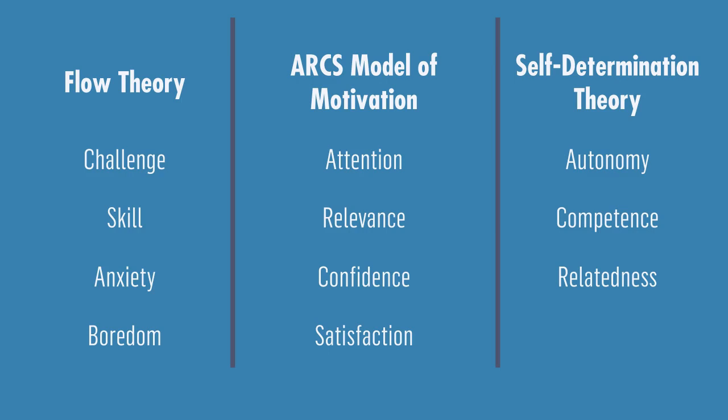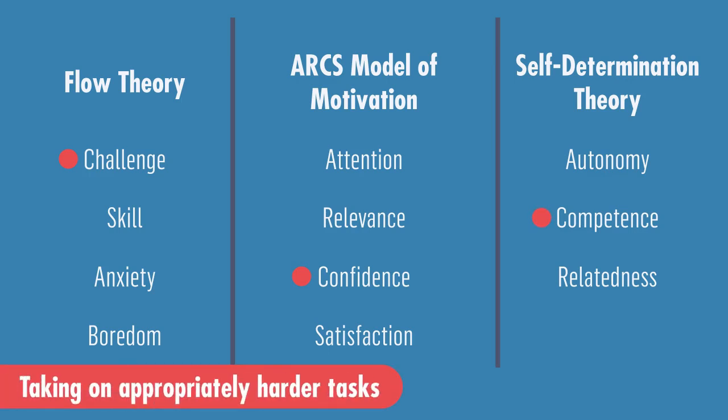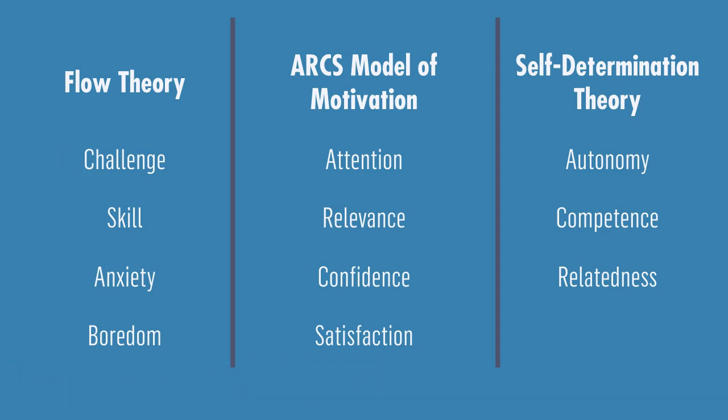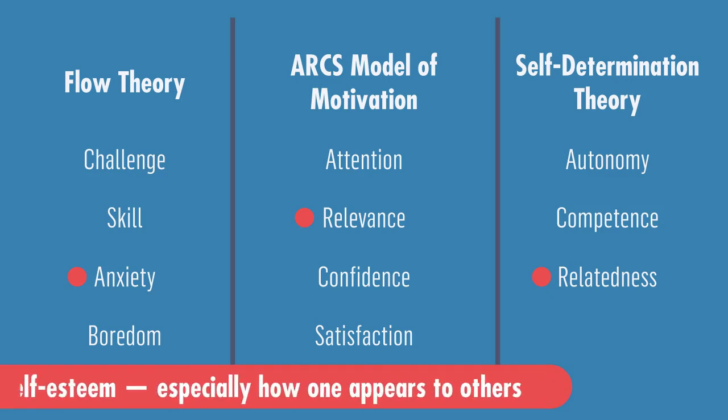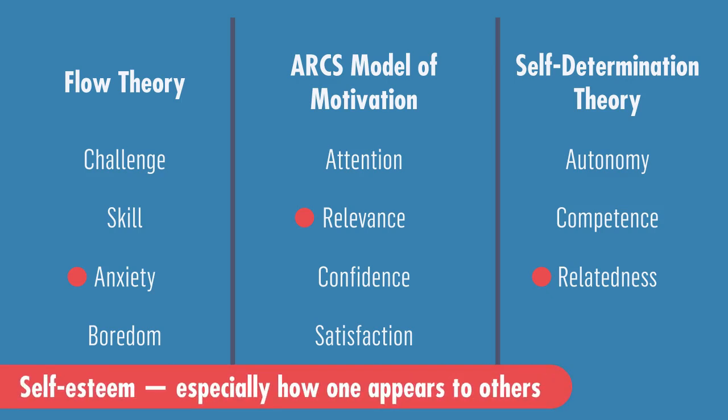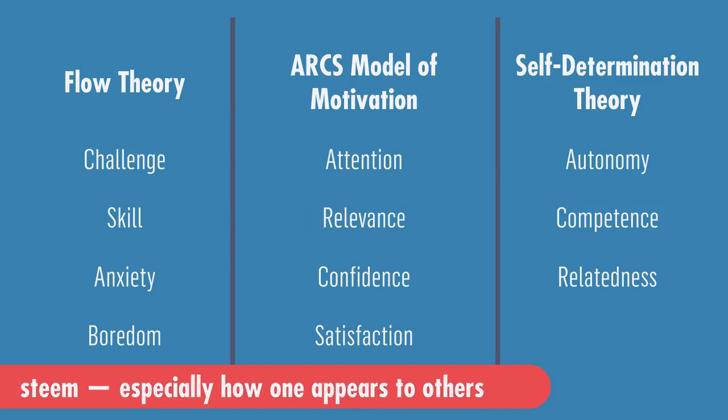Next, if we look across the board, in flow state we have challenge, in ARCS we have confidence, and in self-determination theory we have competence. And all of these deal with taking on appropriately harder tasks. We also have within all three of them skill, confidence, and competence, and all of these deal with mastering skills. We also have in flow state anxiety, ARCS model relevance, and self-determination theory relatedness. Now, anxiety, relevance, and relatedness, those all deal with self-esteem, and especially how one might appear to others.